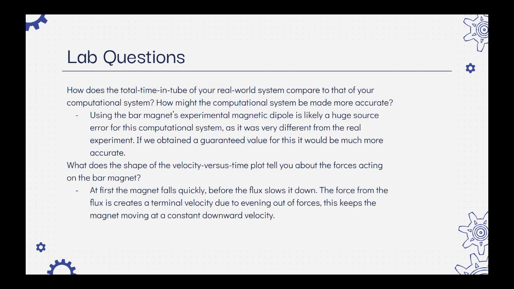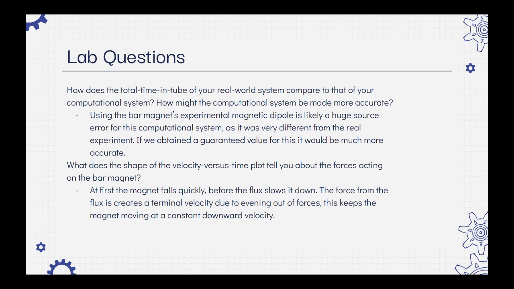So next question. In the tube of the real world system compared to that of the computational system, how might the computational system be made more accurate? Our experimental magnetic dipole was probably a huge source of error because it was highly incorrect. If we obtained a guaranteed value for this, it would probably be much more accurate. So that would mean obtaining a guaranteed value, or just a way to calculate the true value of our magnetic moment.